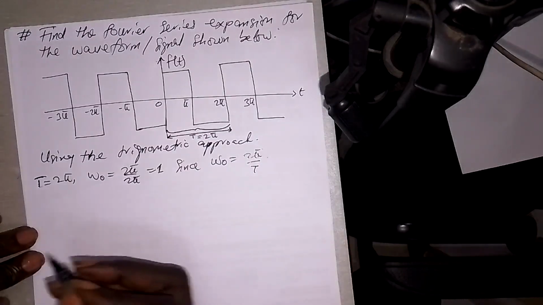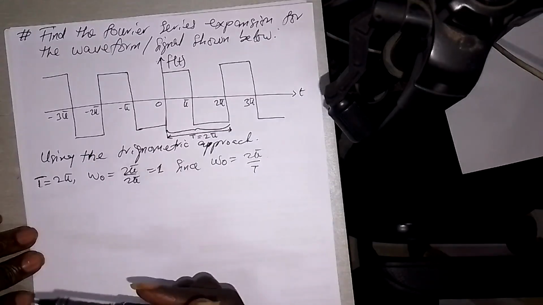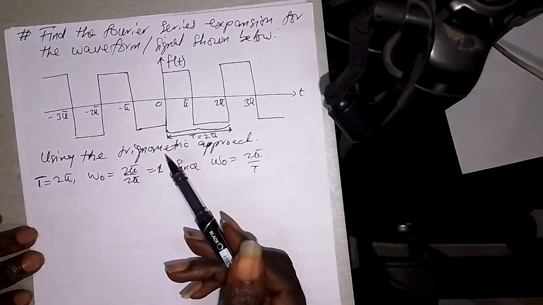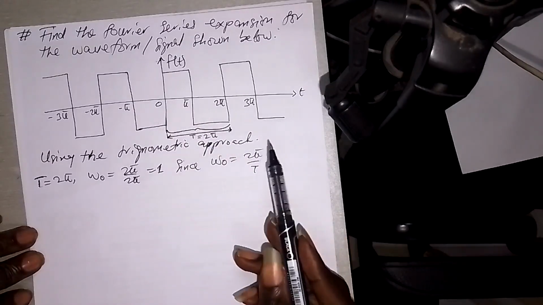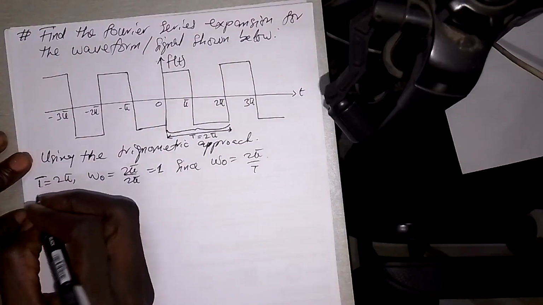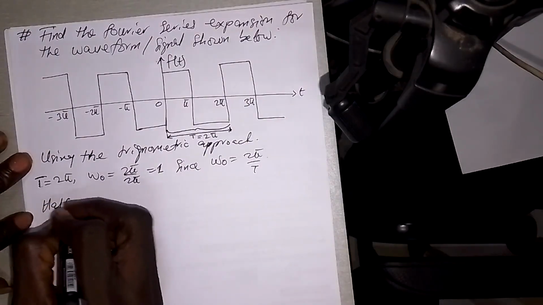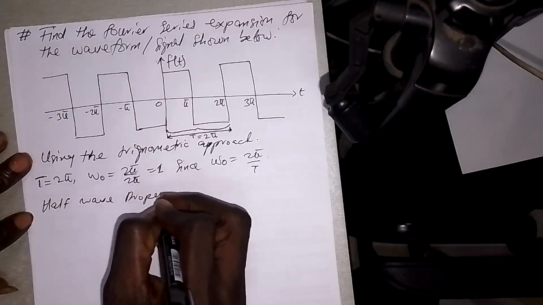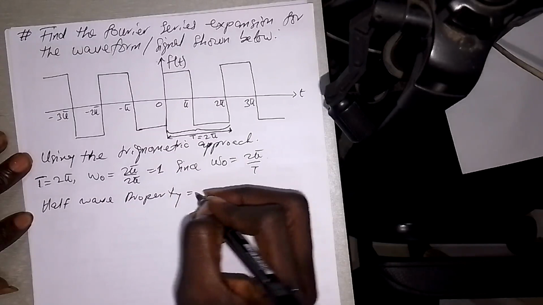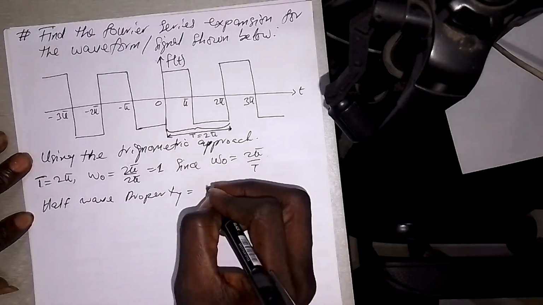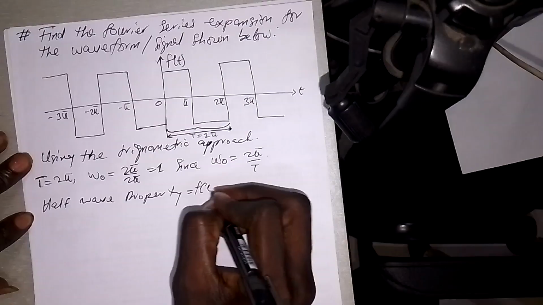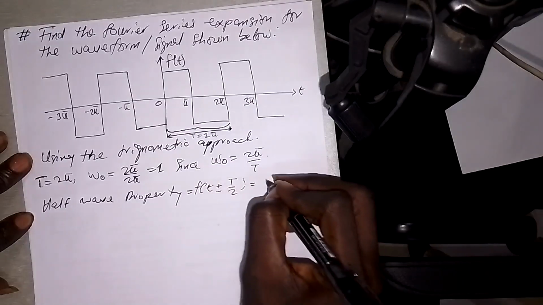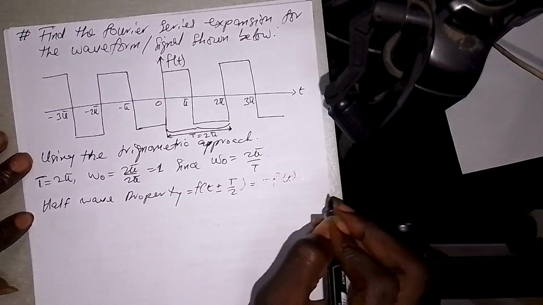All right, so now from here we also note a certain characteristic of the signal. This signal is called a half-wave symmetry signal. It obeys the half-wave property. So this is the half-wave property. The half-wave property is such that f of t plus or minus T over 2 is equal to minus f of t.